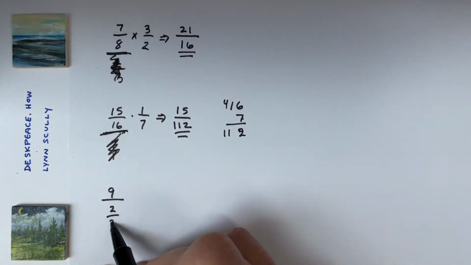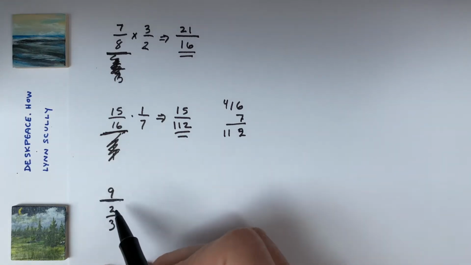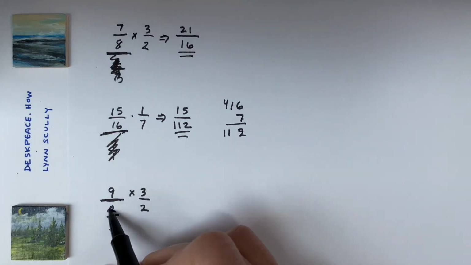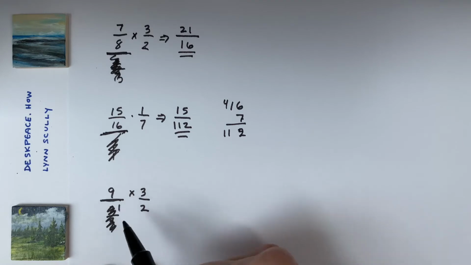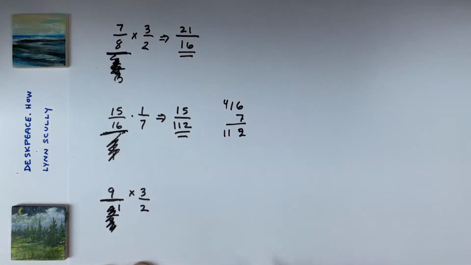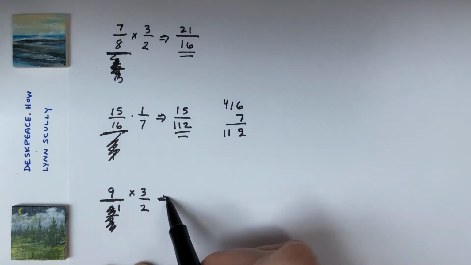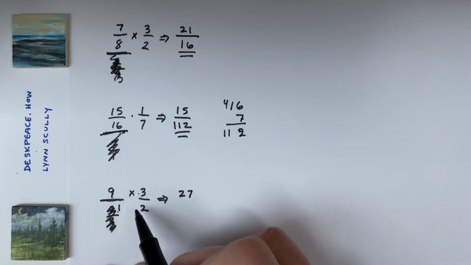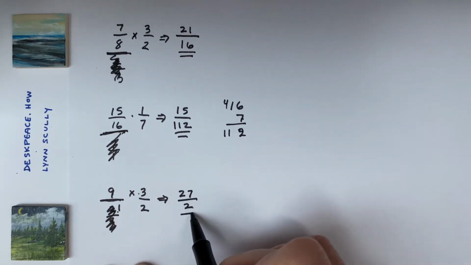Or I can have a whole number, let's say 9 over a fraction. How about 2/3? Here's the division. Flip the bottom over, put it at the top. I'm going to put the 9 over a 1 so everything looks like a fraction to me. And you multiply the tops. 9 times 3 is 27. 1 times 2 is 2.